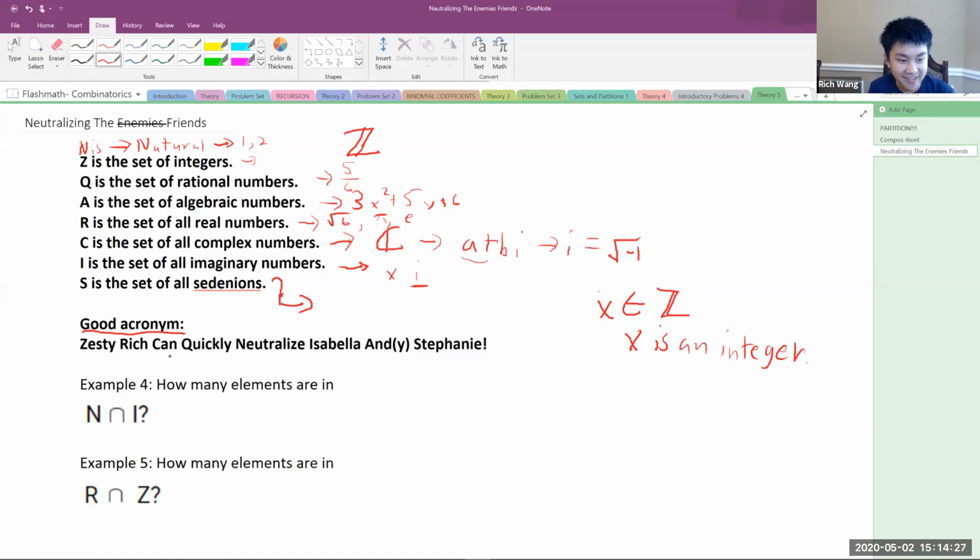All right. Anyways, we're going to be quickly moving on to example 4, which is: how many elements are in the intersection of the set of natural numbers and the set of imaginary numbers? So if you guys have any guesses, feel free to say them in the chat. I'll give you guys some time to count.